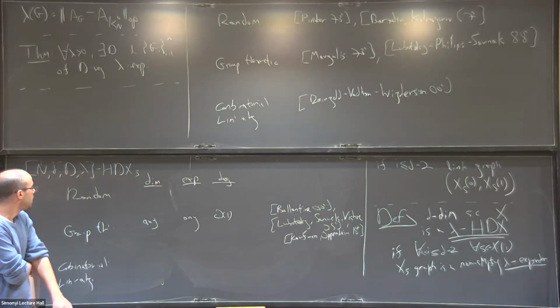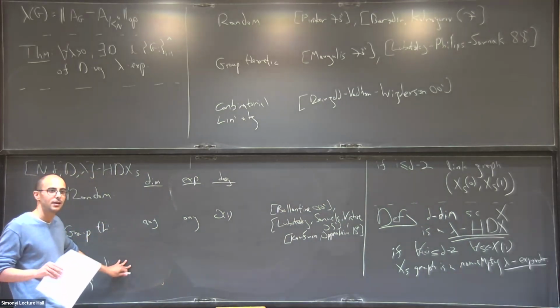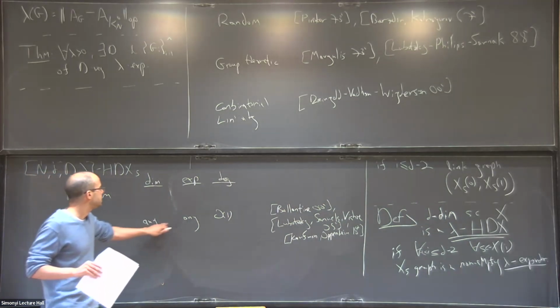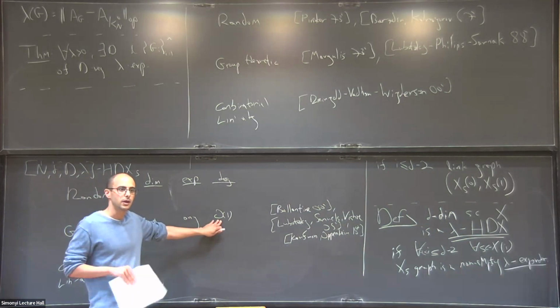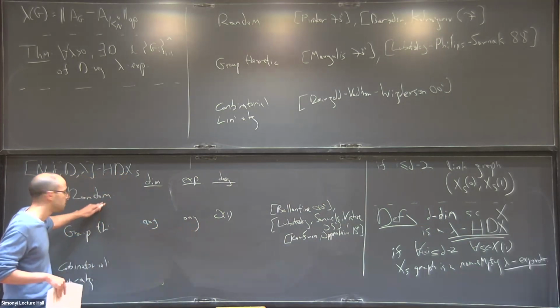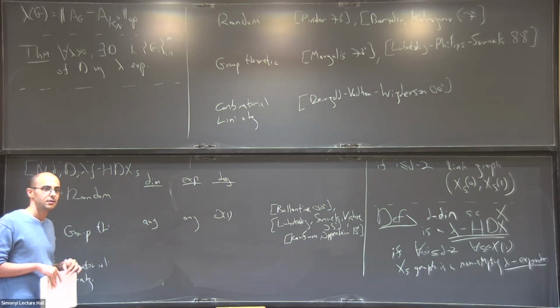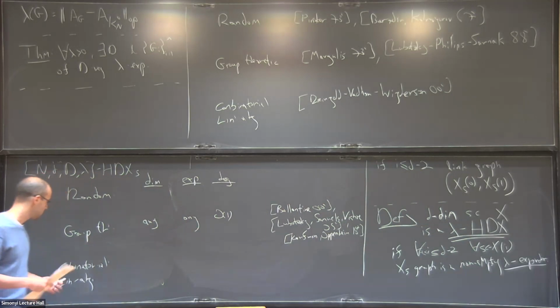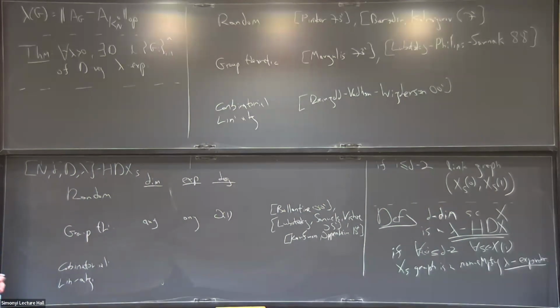Yeah, so I'm just going to tell you, fix some dimension and some expansion, what kind of degree you can get from constructions. For a given dimension and expansion, what is the optimal degree? Exactly. Good. Let's talk about combinatorial constructions.